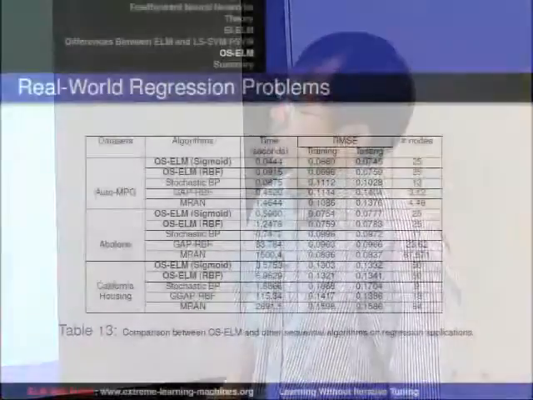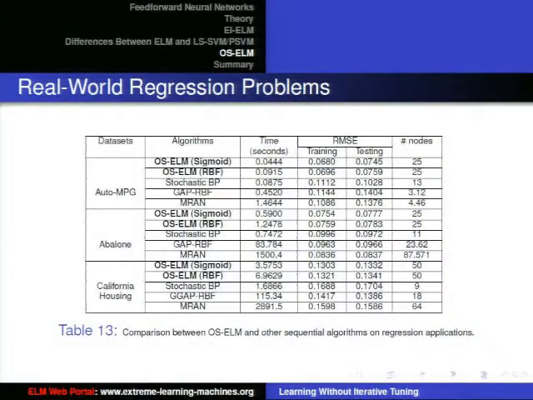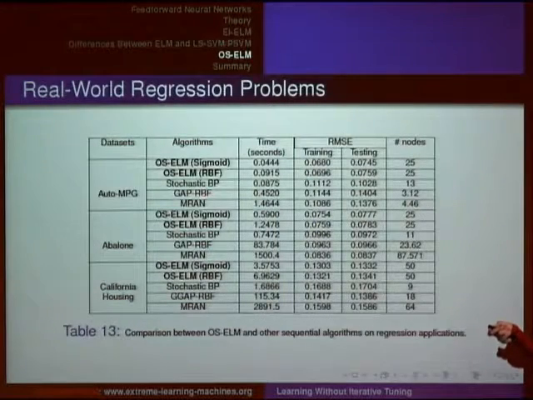We compare with several methods. Of course, here is a simple, small data set, right? We use Sigmoid hidden nodes and RBF hidden nodes, and compare with stochastic BP and some other algorithms which can learn the data chunk by chunk or one by one. This is the training time, right? And this is the testing accuracy comparison. Usually it's fast and good. Again, for stochastic BP, you use a smaller number of hidden nodes.